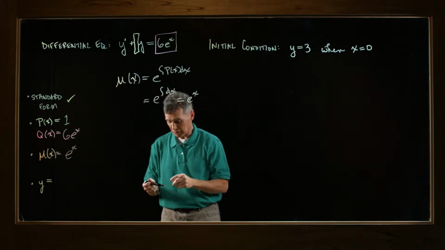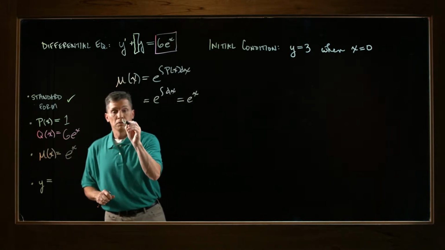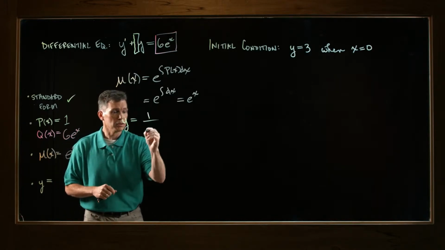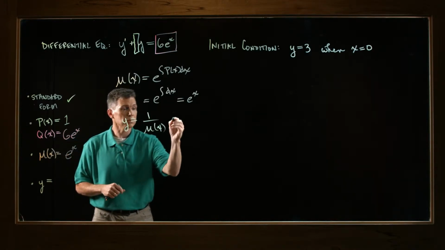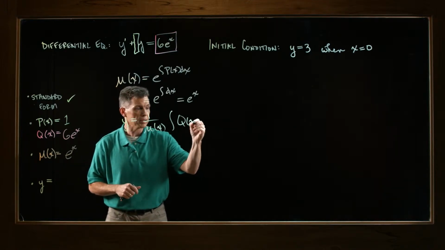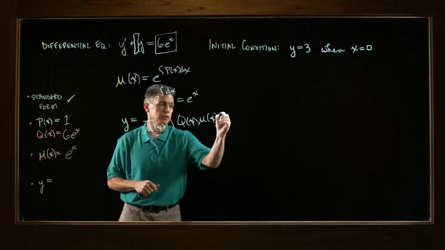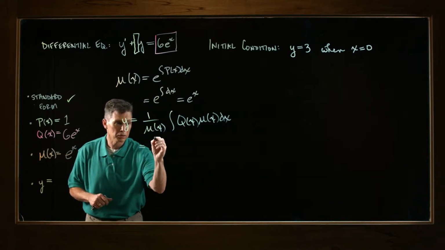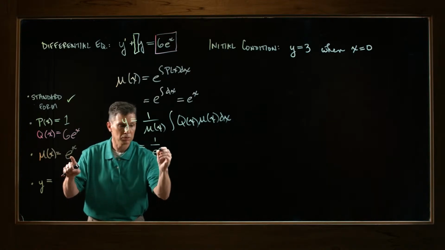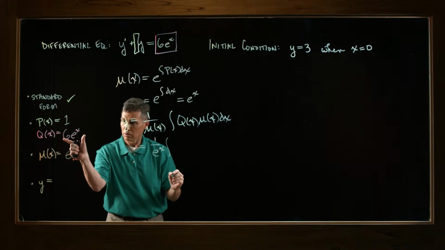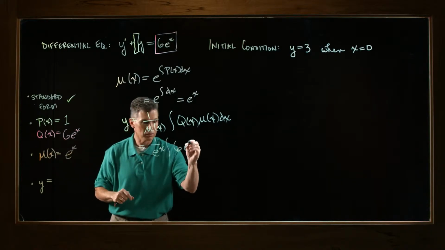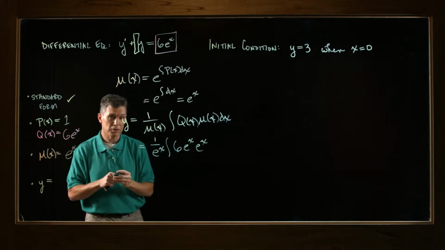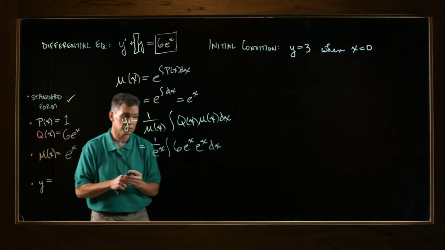So I'm ready for that last bullet of finding y equals. Y equals another formula that you should be familiar with: 1 over mu of x times the integral of q of x times mu of x dx. Now we're just putting the particulars for us into this formula. This equals 1 over our mu, integral of q, which was the 6 e to the x, and then mu of x again, which is our e to the x, and then dx.